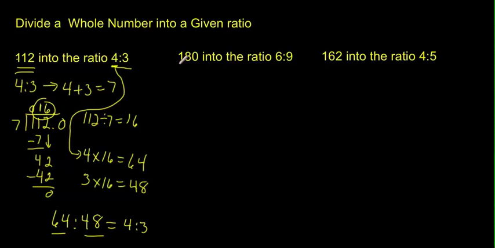Let's have a look at 180 into the ratio of 6 to 9. Again, we have to add the 6 and the 9, which gives us 15. And we're going to take 180 and divide it by 15. That will give us 12. So 180 divided by 15 equals 12.